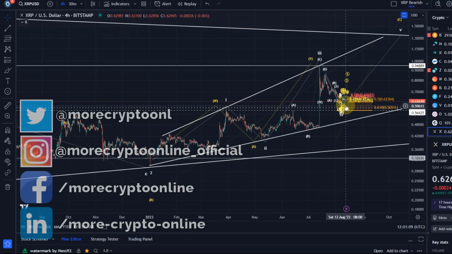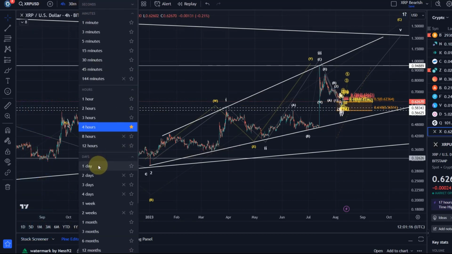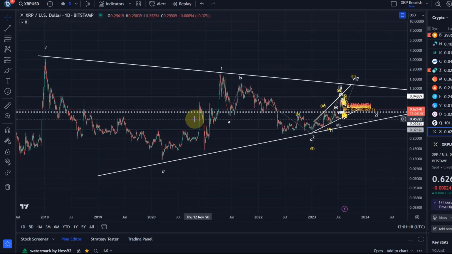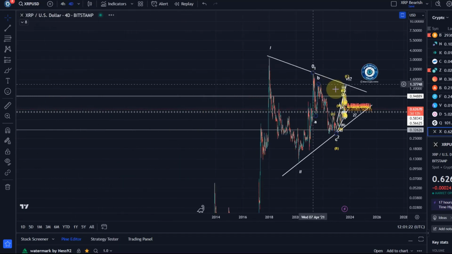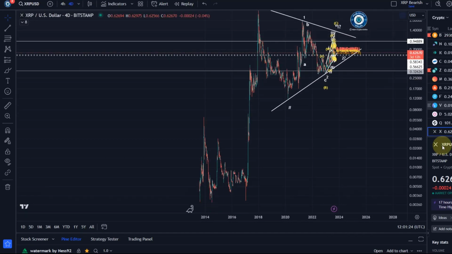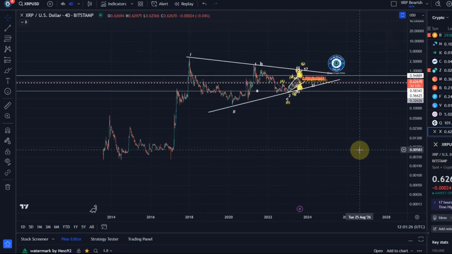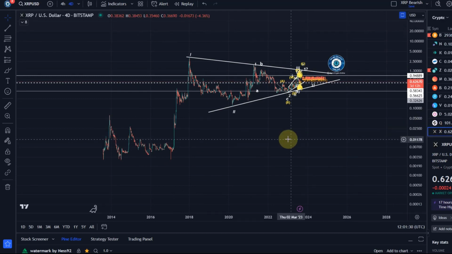On the XRP chart, this correction continues here, so we're going to zoom in in a minute. I just want to give you a bigger picture outlook on the XRP chart. We can see that this overall structure, if I zoom out to the 4-day chart, leaves a lot of room for interpretation, unfortunately. A lot of room for interpretation.